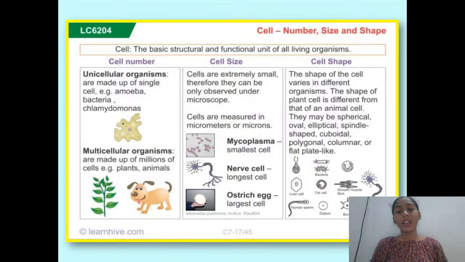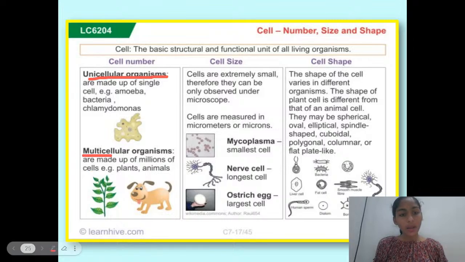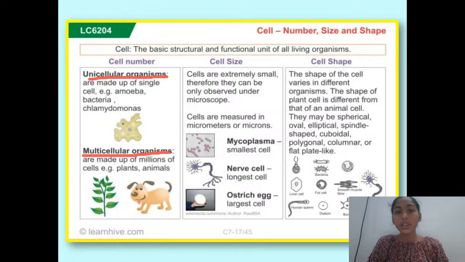You will definitely have them in your final exam. Cell number, size, and shape. Cell number: these are different types of cells that can be found in our body. Unicellular organisms and multicellular organisms. You all have heard about unicellular and multicellular, right? Unicellular means organisms that are made up of only one single cell. For example, amoeba, paramecium, bacteria, chlamydomonas.